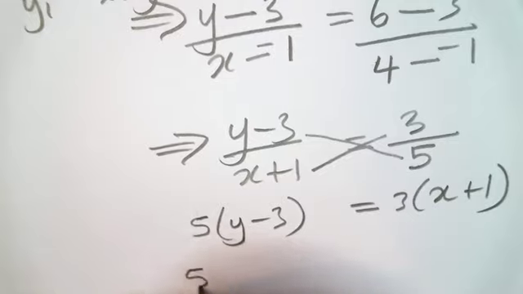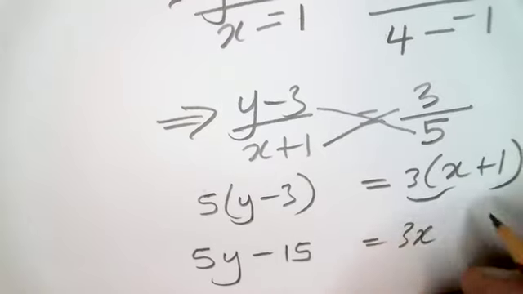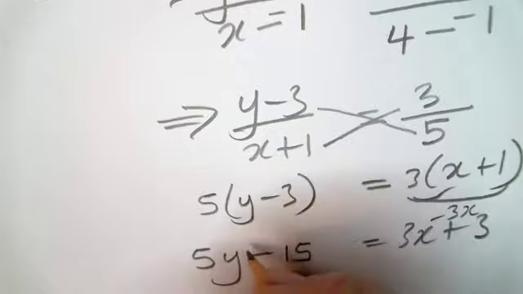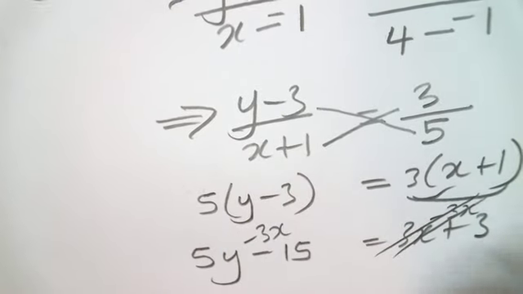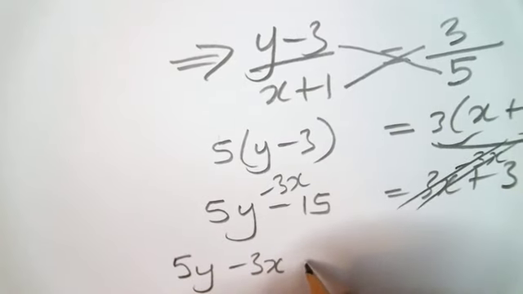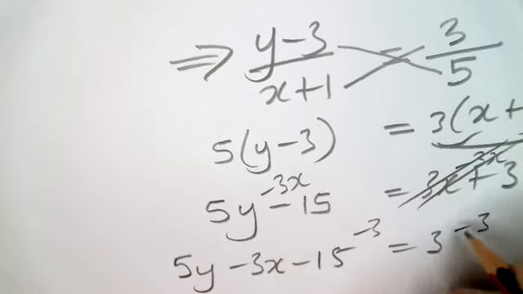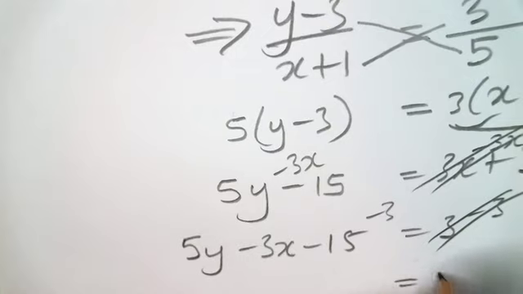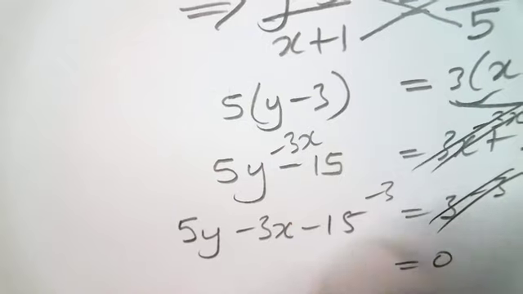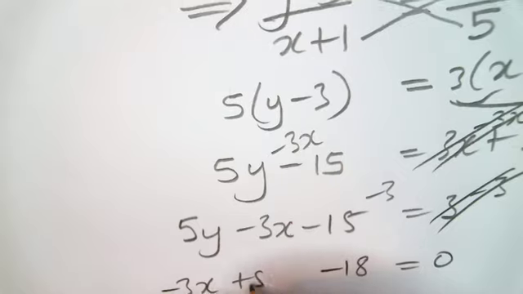Expanding everything out, we've got 5y minus 15 is equal to 3x plus 3. Let's subtract the 3x from both sides. Here we go. So now we've got 5y minus 3x minus 15 is equal to 3. I'm going to subtract the 3 from both sides, so now this equals 0 on the right. That's what we want. Well, -15 minus 3 is -18. I've got a -18, a -3x, and a plus 5y.